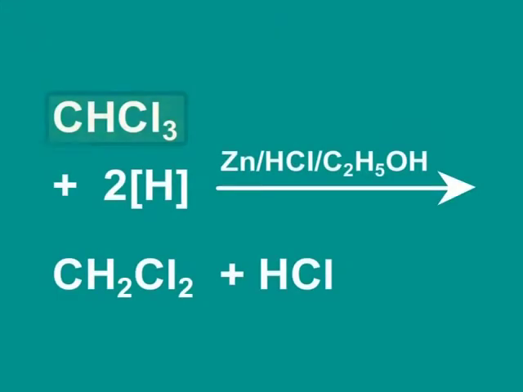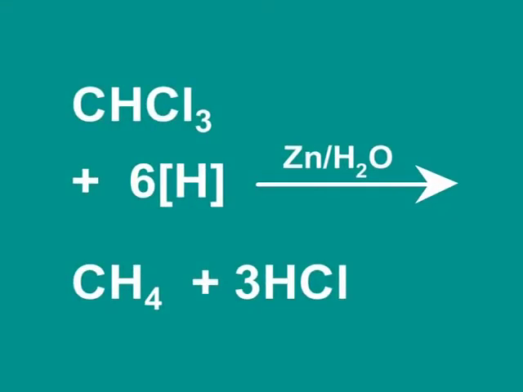Let us now learn about the process of reduction. Chloroform on reaction with zinc and hydrochloric acid in presence of ethyl alcohol gives methylene chloride along with hydrochloric acid. The nascent hydrogen produced initiates the reaction. However, when reduced with zinc dust and water, methane is the product formed along with hydrochloric acid.